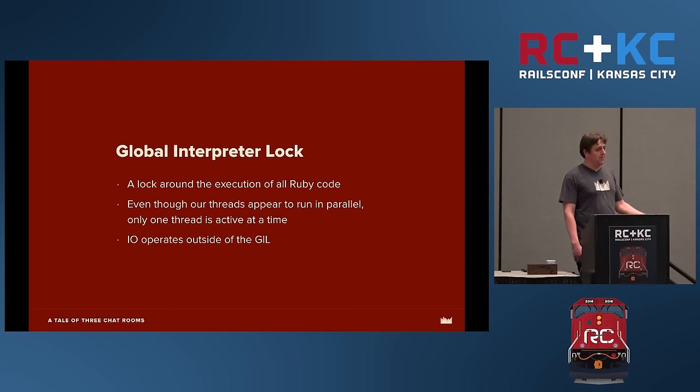So for example, if you run a few threads and you store stuff in a hash, or do some calculations in different threads, then actually they're just running one by one instead of concurrently. And the only exception to that is I/O. So if you write to a socket, or you write to disk, or you read from disk, then the lock actually won't be active.